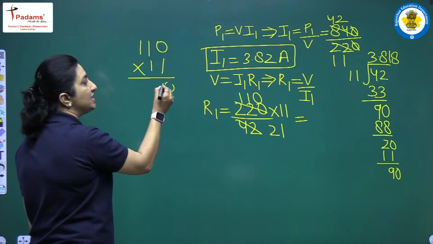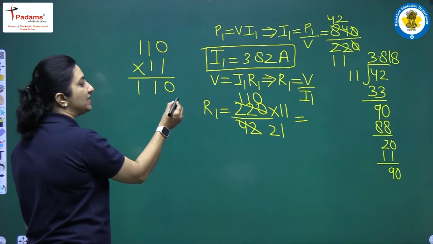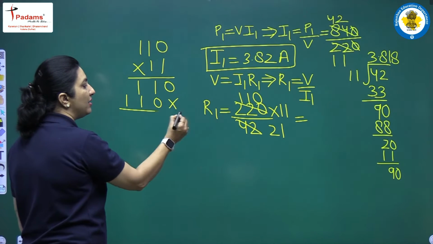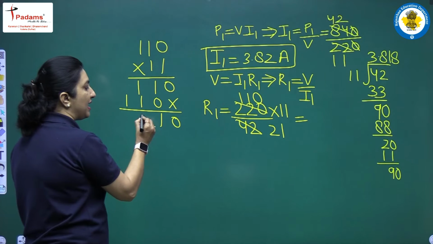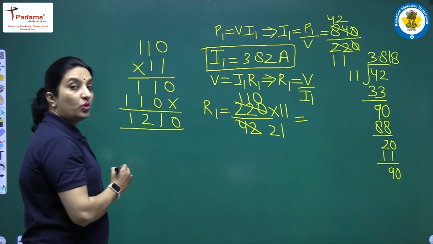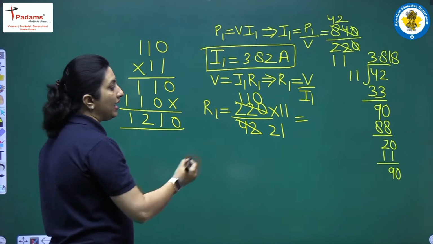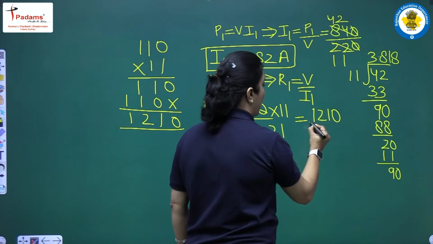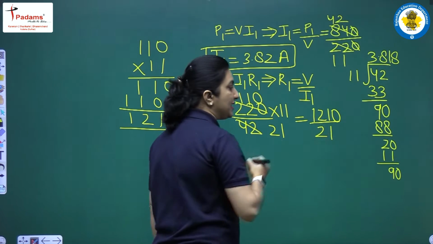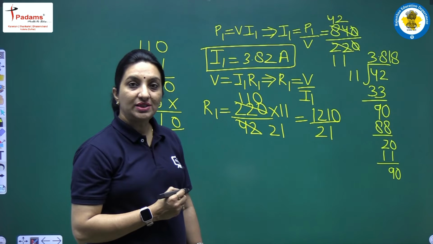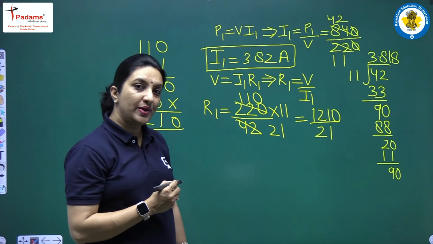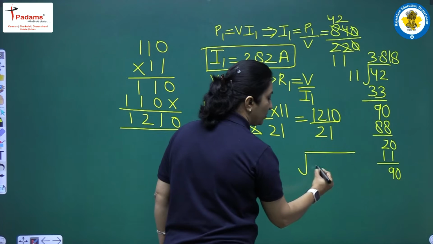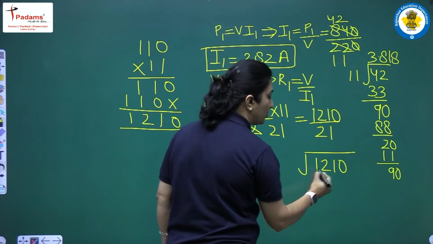If I multiply this 110 by 11, 1 zeros are 0, 1 1s are 1, 1 1s are 1, again 1 zeros are 0, 1 1s are 1, and 1 1s are 1. So what I get is 1210. So I'll use this value over here, 1210 upon 21. So I need to divide this 1210 by 21. So let's divide this, students.